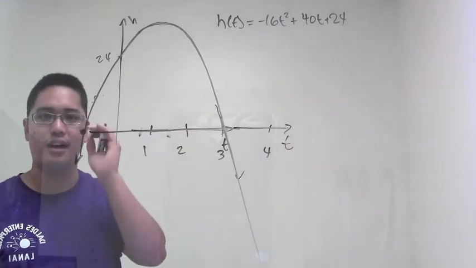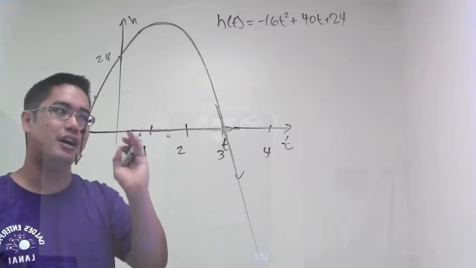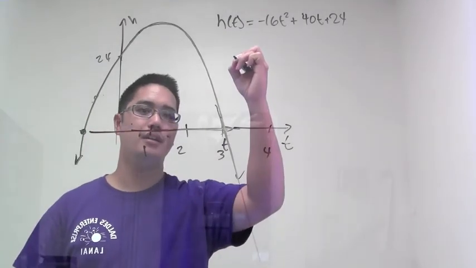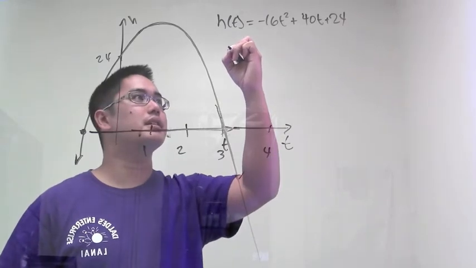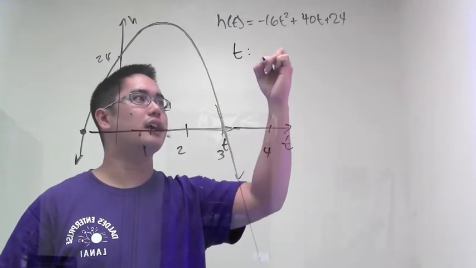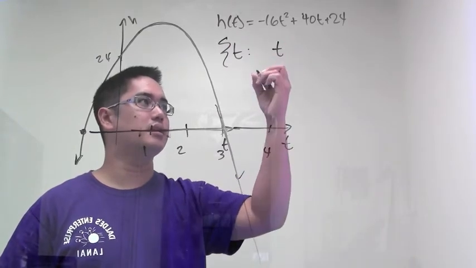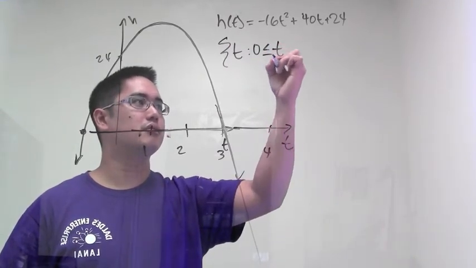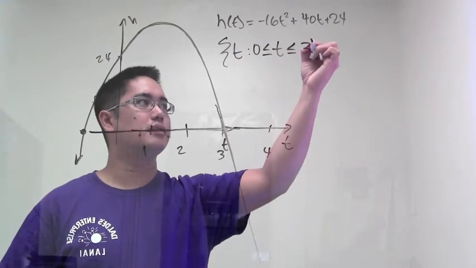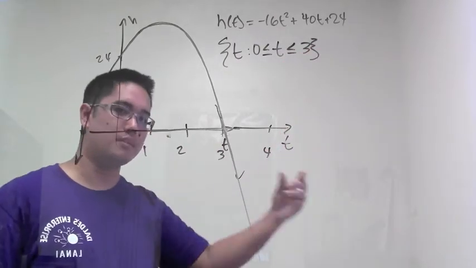But in terms of context, what is the domain in context? Well, I would say, okay, fine. Your domain has to be t such that it's between 0 and 3. And I got that 3 just by looking at the graph.